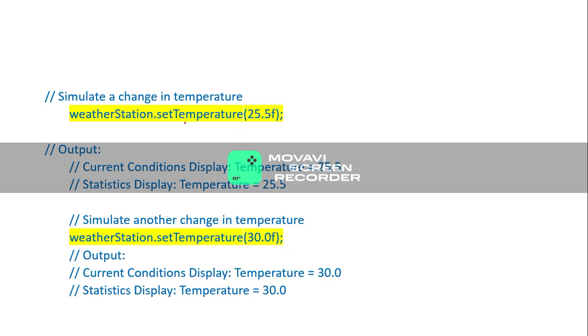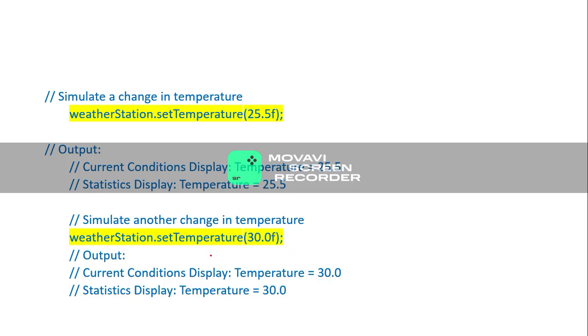So it will call the notify method. The notify method will call update. Update will be updated with the observer interface. From the observer interface, the classes which have implemented it will be updated. So after the execution, the CurrentConditionDisplay temperature will be 25.5, and the StatisticsDisplay also 25.5.